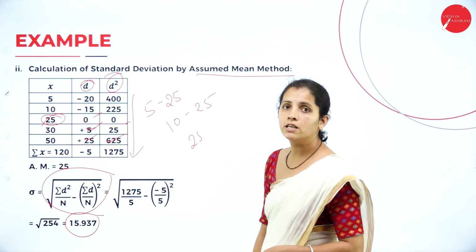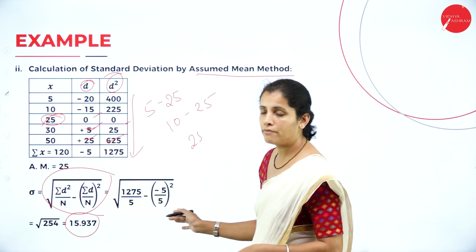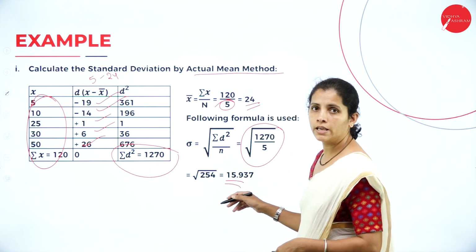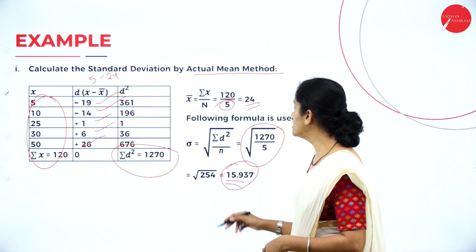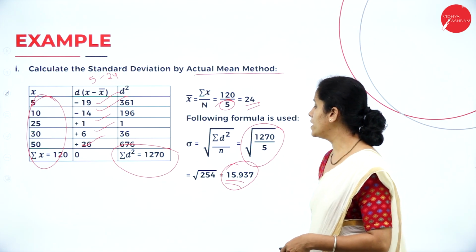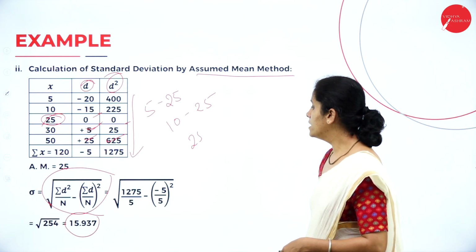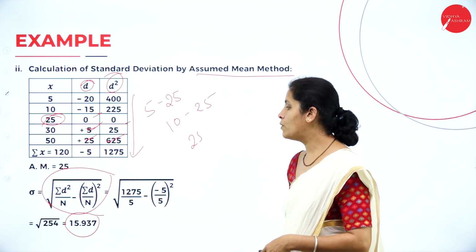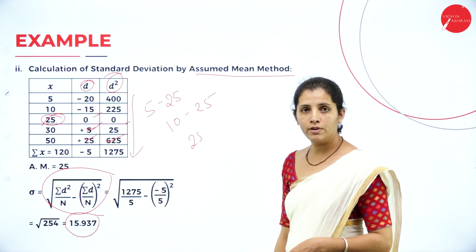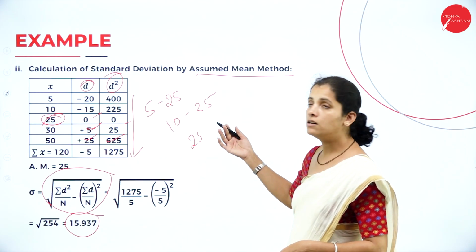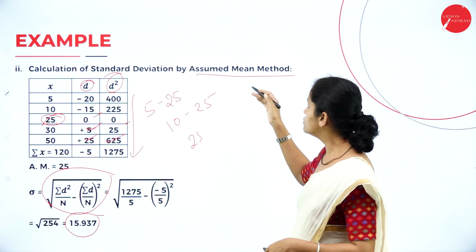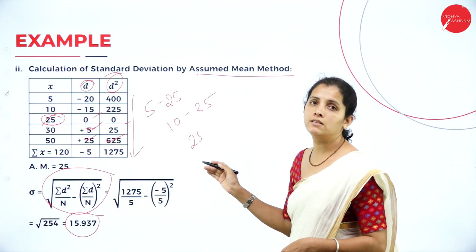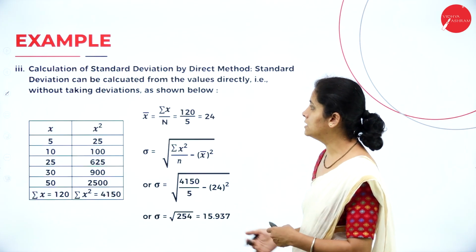And when I substitute the values and simplify, I'm going to get the answer 15.937. Dear student, you can cross verify. If you go with the mean method, I get 15.937. Here, I get once again the same answer, 15.937. Whether I consider the mean method or the assumed mean method, the standard deviation is the same for both methods.